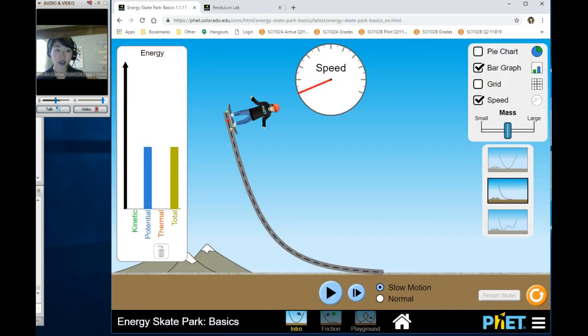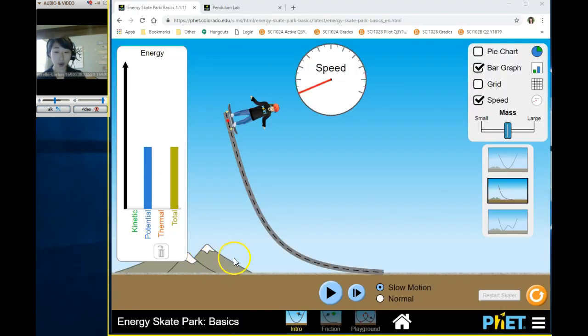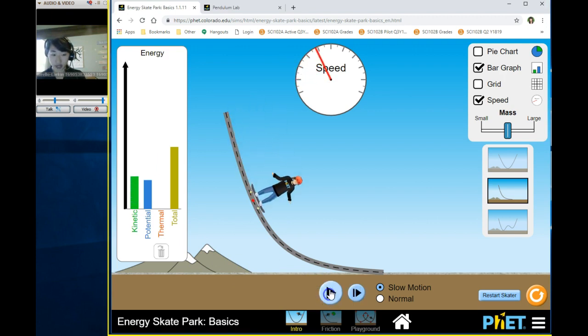We're going to take a look now at what happens when our skateboarder is at the center. So I'm going to press play here. And take a look here. All right, so take a look as he's halfway down the ramp. What is happening to his kinetic and potential energy?